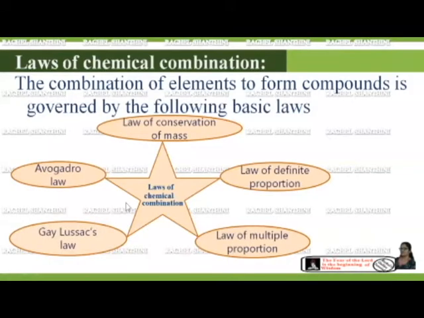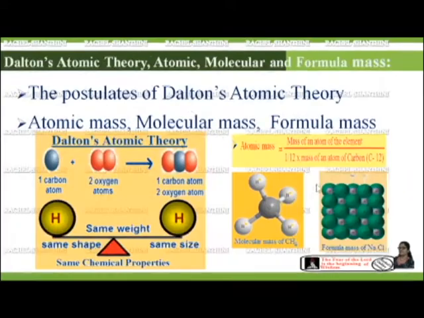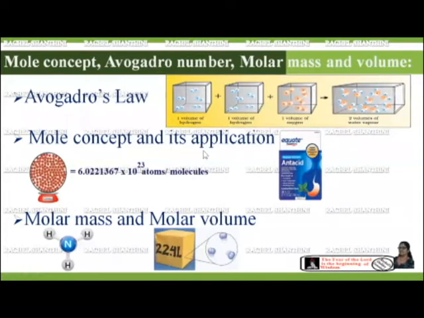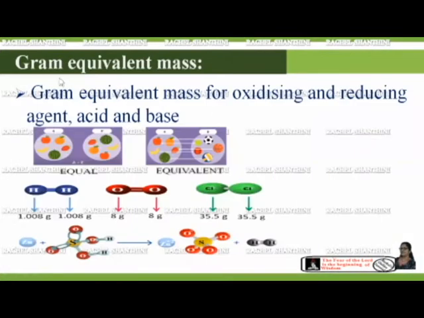In session 1.5, we have discussed the laws of chemical combination. In session 1.6, we have discussed the postulates of Dalton atomic theory, atomic mass, molecular mass, and formula mass. In session 1.7, we have discussed the mole concept, Avogadro number, molar mass, and molar volume. In session 1.8, we have discussed gram equivalent mass for oxidizing and reducing agents and for acids and bases.